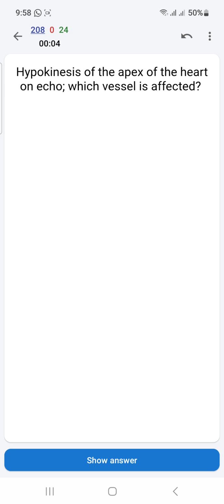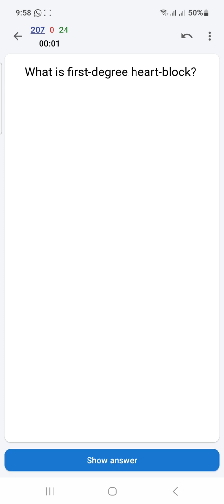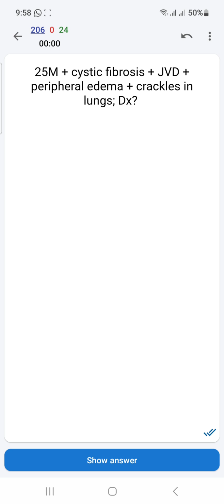Which vessel is affected? LAD, which supplies the apex. Simple. What is the first degree heart block? PR interval more than 200 milliseconds.